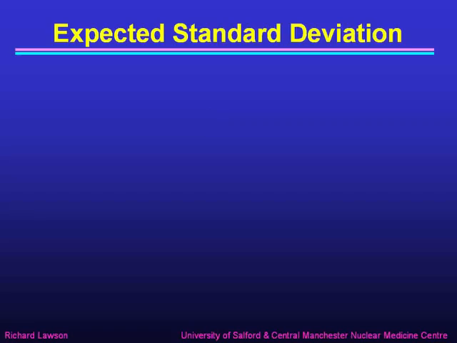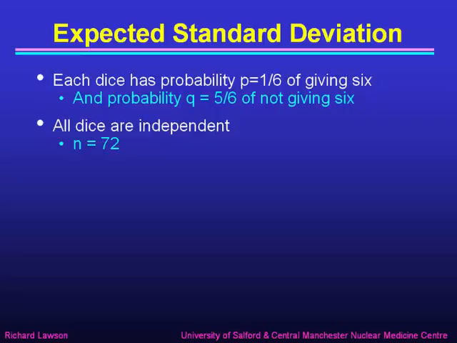The third thing was to work out the expected standard deviation. Well, we've already said that each die had a probability p of 1/6 of giving a 6 and a probability q of 5 out of 6 of not giving a 6. We know that hopefully all the dice are independent and we have 72, n equals 72. The binomial distribution clearly applies in this case.